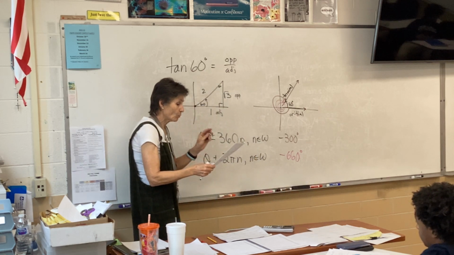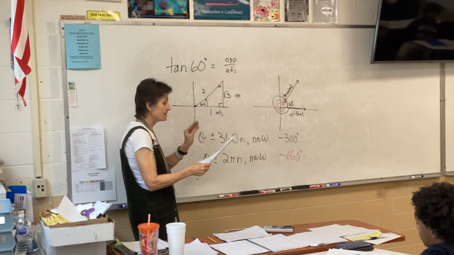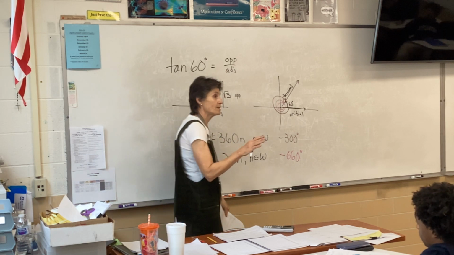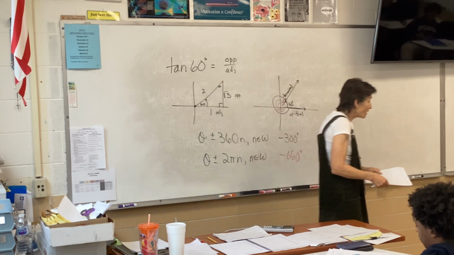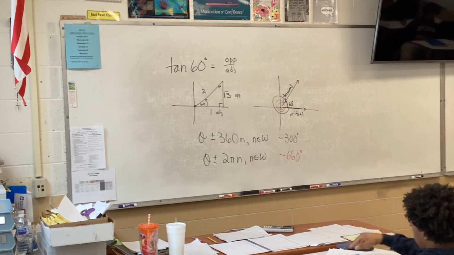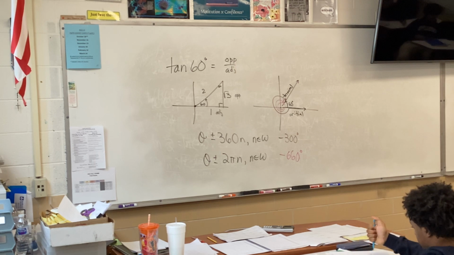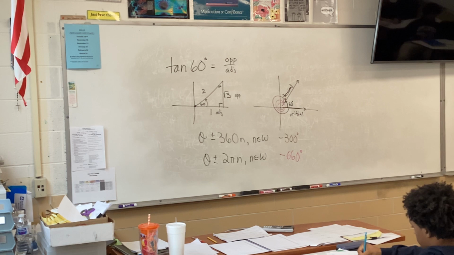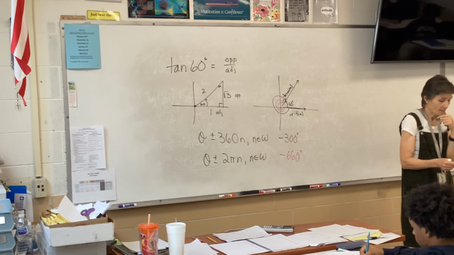Okay, so now we're going to find a positive and a negative coterminal angle for 30 degrees. How do we find coterminal angles? We add or subtract revolutions. So start with 30. What's a positive coterminal angle? 390. What's a negative coterminal angle? Negative 330. Easy.